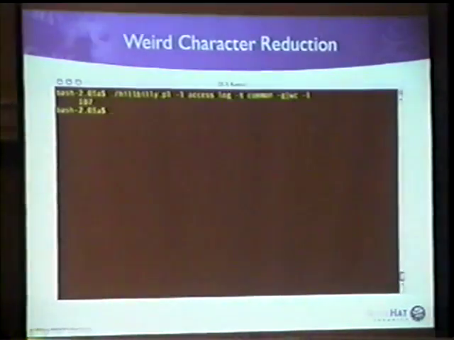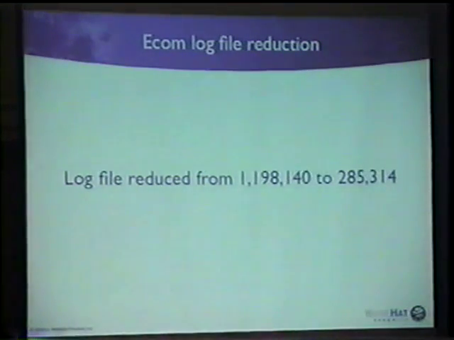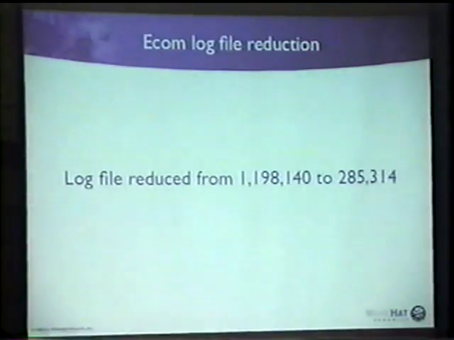So here's some of the reductions we get. I run the common log file looking for odd requests and I get 107 entries. If I do that against the straight log file, it's 466,000. So I have a significant difference in the amount of log file data I have to look through. In the e-commerce site, the log file reduction was a little bit more dramatic. It came from 1.1 million to 285,000. Still a lot of data to look through, but now I have significantly less to look through.